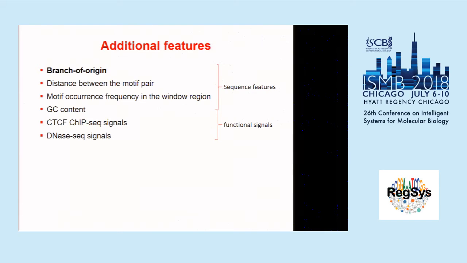Besides the Word2Vec encoded features, we use some additional features, including sequence-level features and functional genomic signals. Sequence-level features we use include branch of origin score, which I'll introduce later, the distance between the motif pair, motif occurrence frequency in the window region, and also GC content for both the CTCF motif with its flanking region and the window region between the motif pair. The functional genomic signals we use include CTCF ChIP-seq signals and DNase-seq signals.